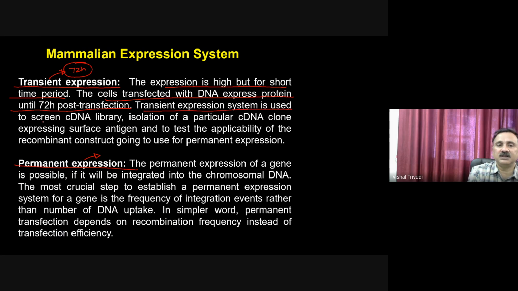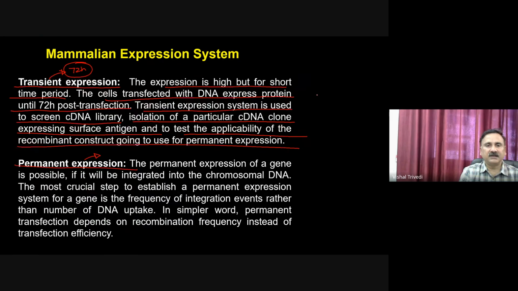The transient expression system is used for screening cDNA libraries, isolation of particular cDNA clones, expressing surface antigens, and to test the applicability of the recombinant construct going to be used for permanent expression. So before you actually go with permanent expression, people test the particular construct in transient expression, because transient expression is easy to do. You take the mammalian cells, you prepare the recombinant clone, and then you do the transfection and check whether the particular protein is getting expressed or not.